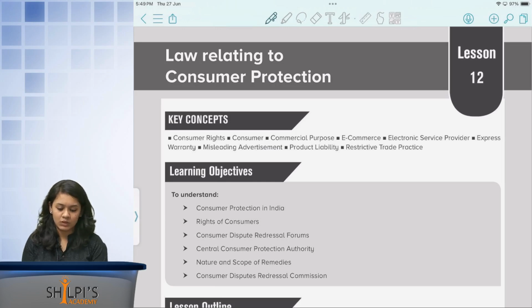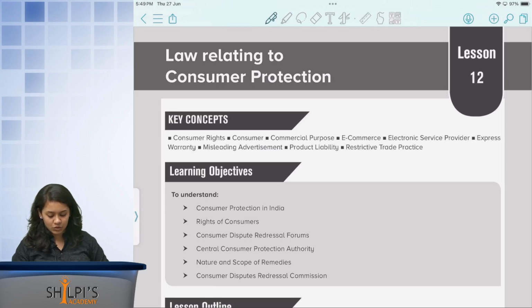Hello everyone. So we're starting with chapter number 12, that is your law relating to consumer protection, or otherwise known as your Consumer Protection Act. In terms of a quick overview of what exactly this chapter is about, first of all, it's about consumer protection as the chapter already states.